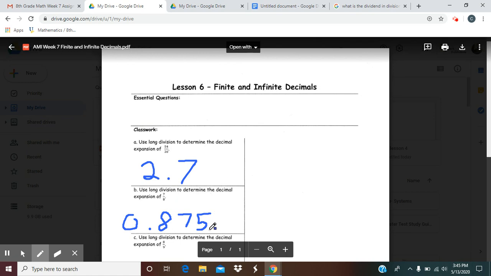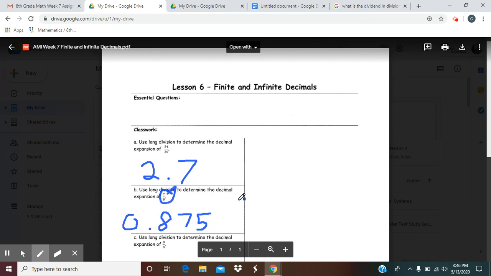Yes, we came to a point where all the digits after would have just been zeros. So that's how I know that this is the end of the number, and therefore I call it a finite decimal. And it's also considered a rational number because it can be written as a fraction, 7/8.